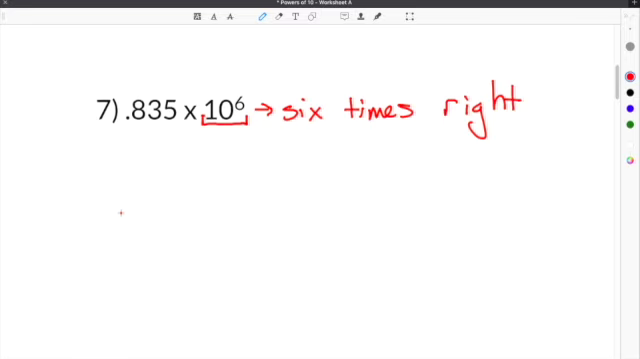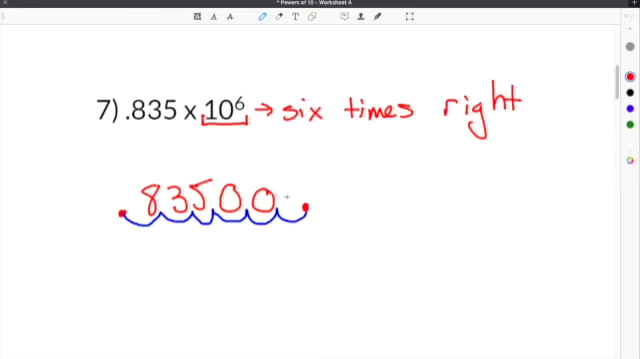In order to do this, we'll rewrite our number, 0.835, and this time we know the decimal is located before the 8 because it's given to us. And we're going to move the decimal 6 times to the right. So we'll go 1, 2, 3, 4, 5, 6. We'll write our new decimal here, and everywhere there's a blank, we will add a 0 for a placeholder. So our simplified answer will be 835,000.